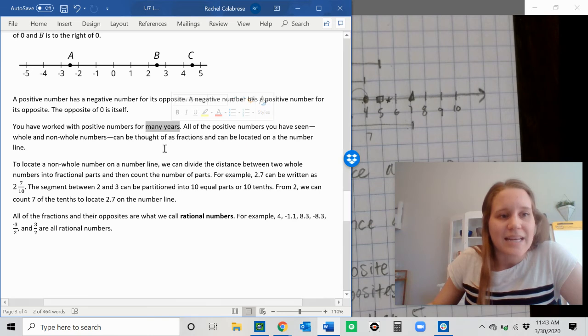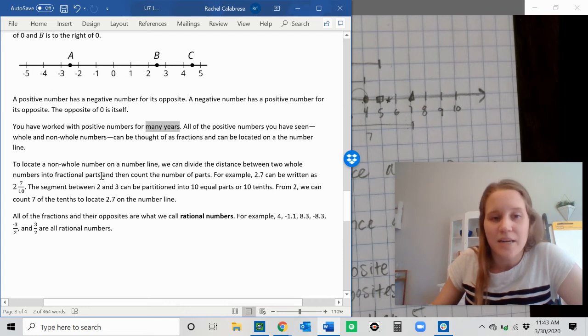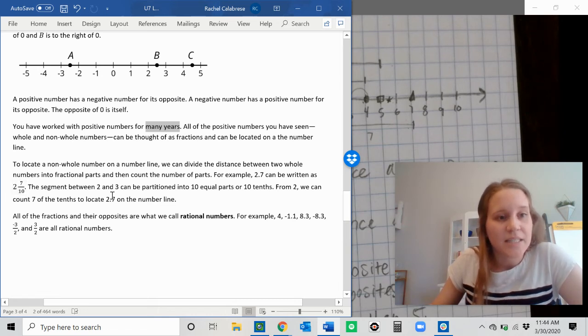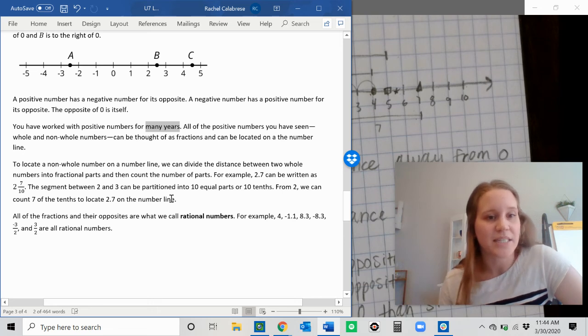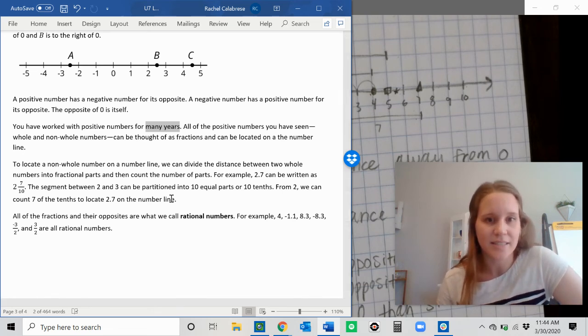To locate a non-whole number on the number line, we can divide the distance between two whole numbers into fractional parts and then count the number of parts. For example, 2 and 7/10, 2.7, can be written as 2 and 7/10, mixed number style. The segment between 2 and 3 can be partitioned or split into 10 equal parts, or 10 tenths. From 2, we can count 7 of the tenths to locate 2 and 7/10 on the number line.